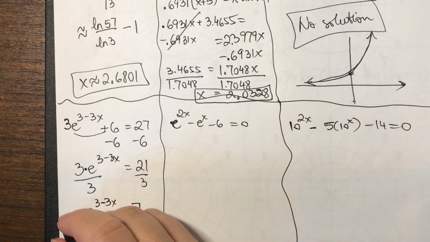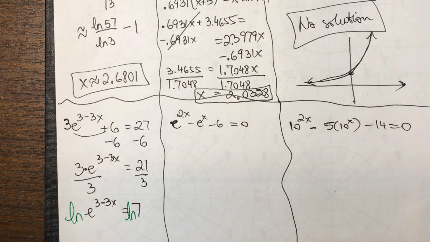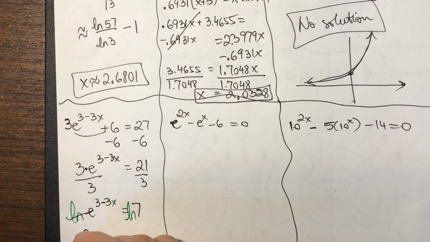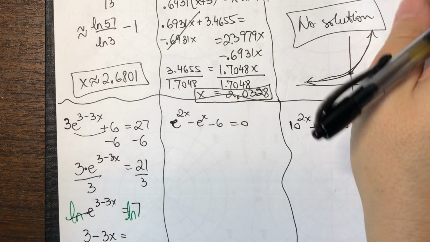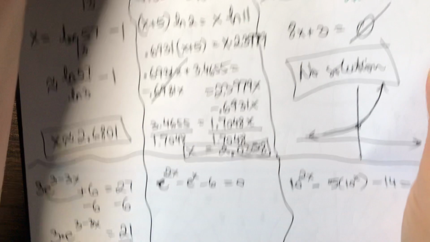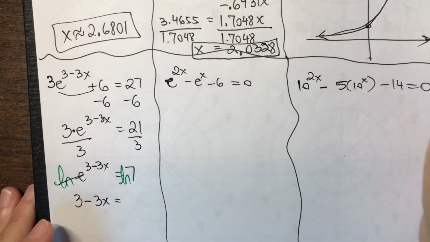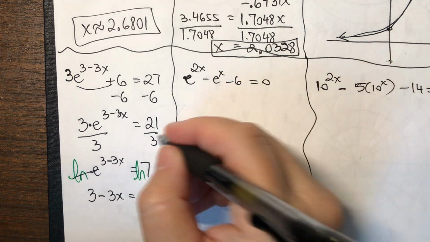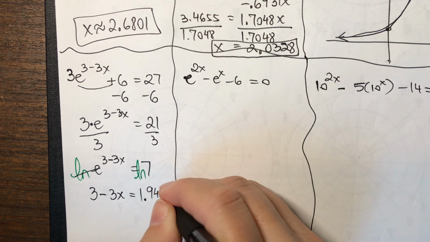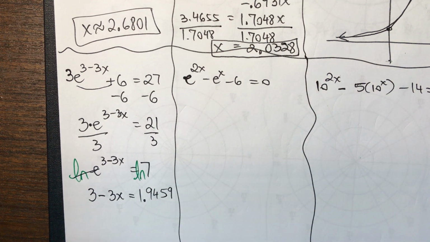So how do I get rid of e? I'm going to undo it with the log of the same base, which is the natural log. So these cancel out. 3 minus 3x, remember the properties of ln from 4.5, right? Also, I wrote these things down, that an ln and an e cancel each other out because they're inverses of each other. So what is ln of 7? That's going to be 1.9459. And then it's now a linear equation.